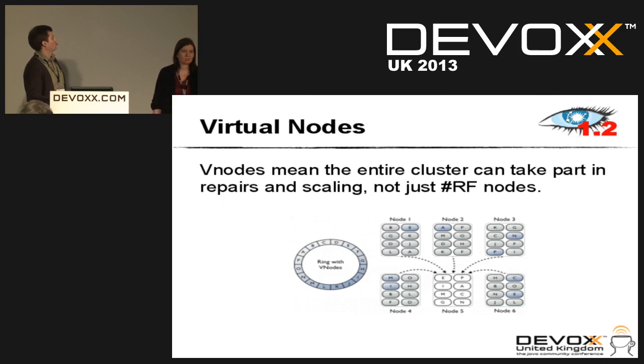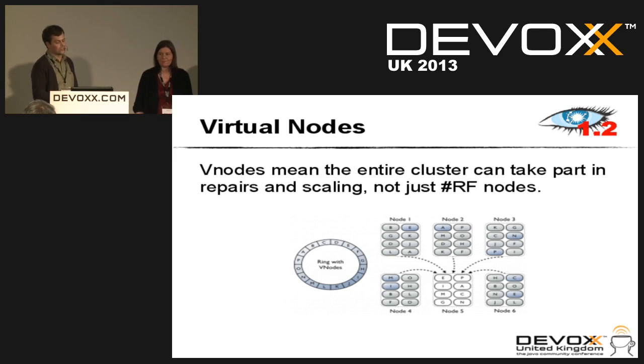So virtual nodes, which Kim mentioned earlier. Before Cassandra 1.2, contiguous ranges of the tokens were stored on each node, which was quite inefficient for repairs and for scaling because only the number of replicas could take part in those operations. So if you had a replication factor of 3 and a 30-node cluster, 90% of your cluster was sitting idle while those operations were happening, which is why, as Kim said, scaling was quite an expensive operation.